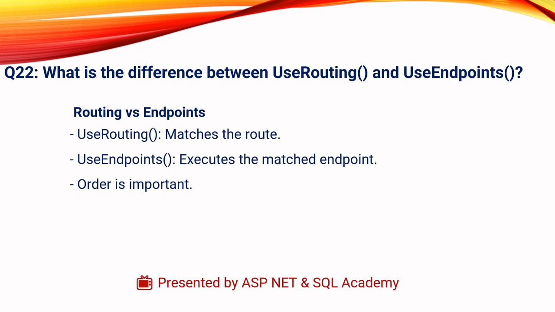UseRouting identifies which endpoint should handle the request. UseEndpoints then executes it. You must add them in the right order in the middleware pipeline.